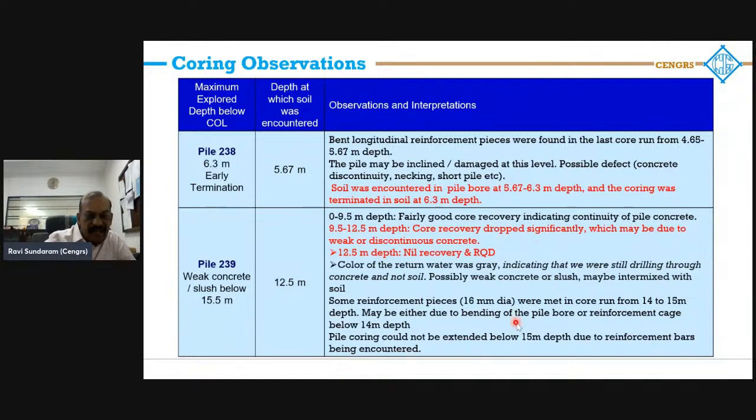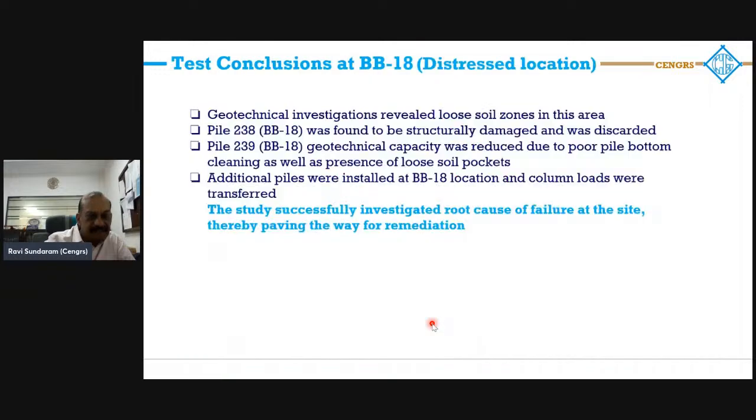In the 239, it was breaking off at 12.5. The color of the return water was gray, indicating that still we are drilling through concrete, not soil, but probably weak slush. At 14 to 15 meter, we got some reinforcement pieces. So all this indicated there is a problem here.